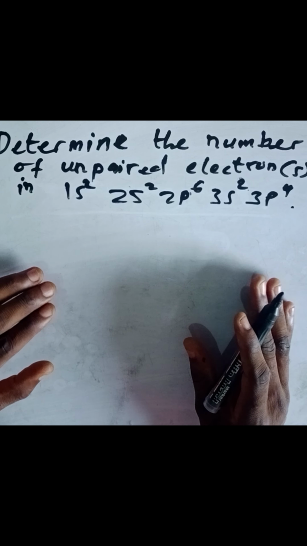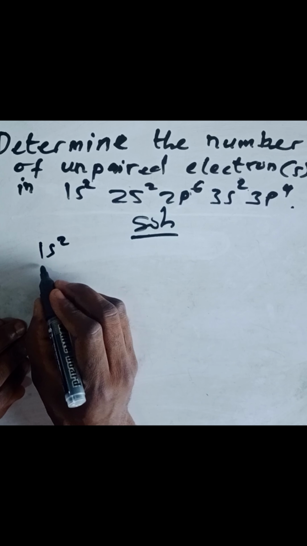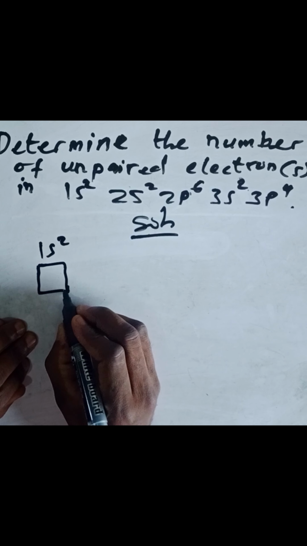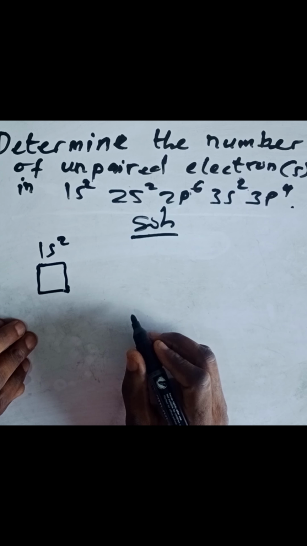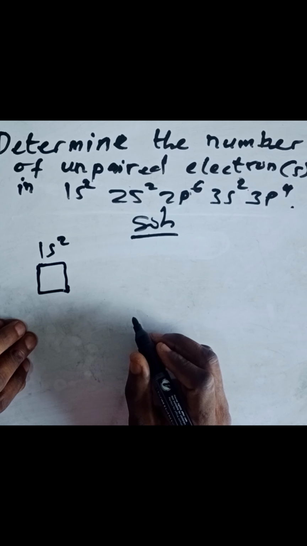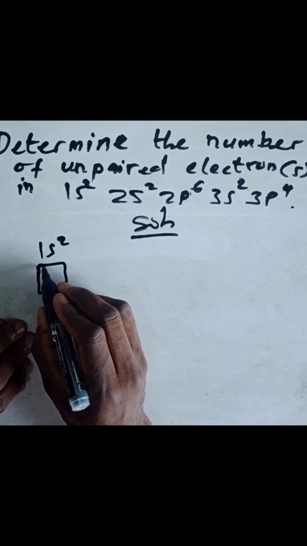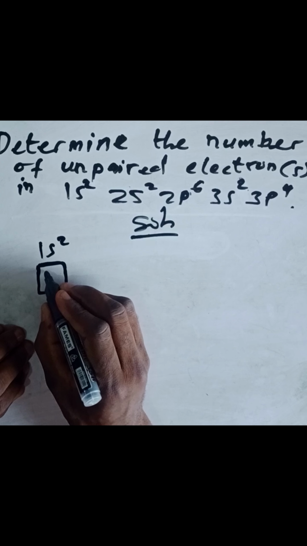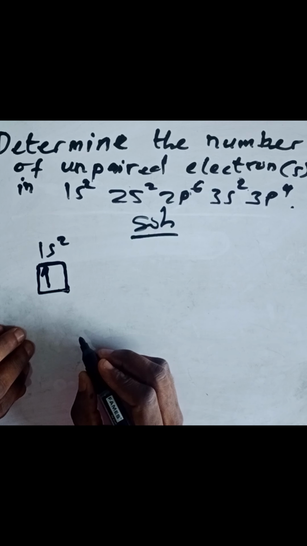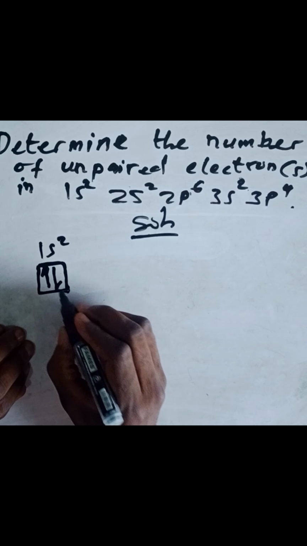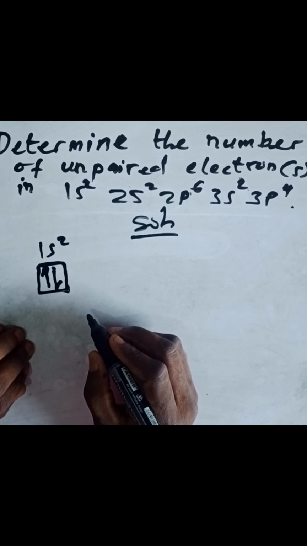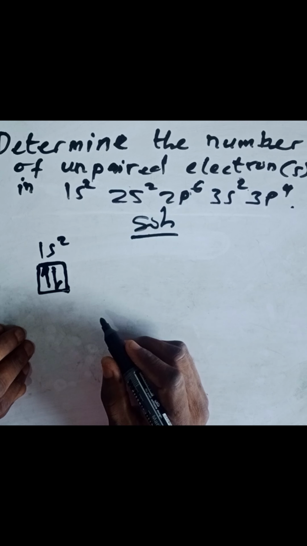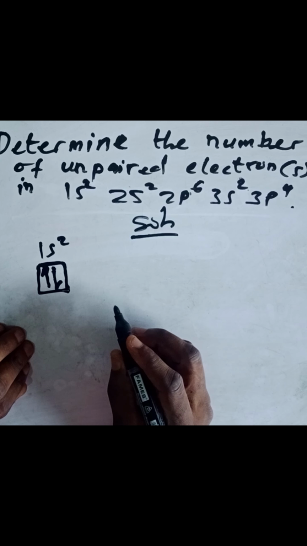If we consider 1s2, an s orbital can only accommodate 2 electrons, right? The total number of electrons in an orbital is limited to 2. That's the maximum number of electrons that can be accommodated in an orbital. So here, these electrons are allocated in this fashion: one goes in the clockwise direction, while the other goes in the anti-clockwise direction. They don't have to spin in the same direction. Hope you know that.